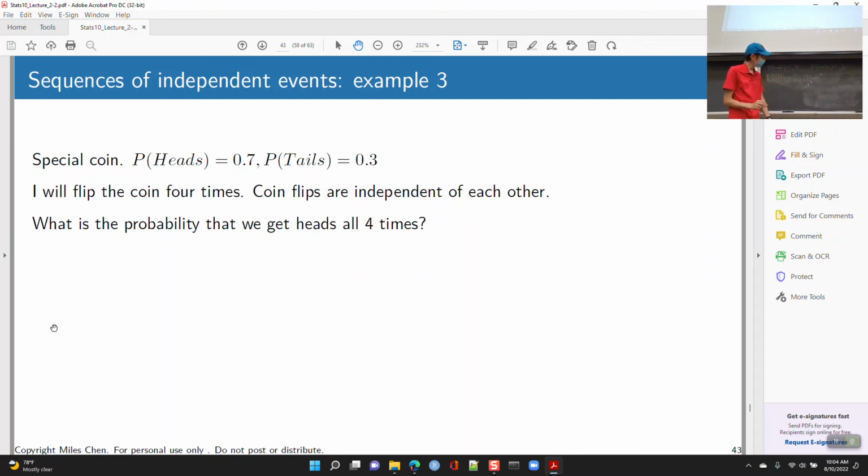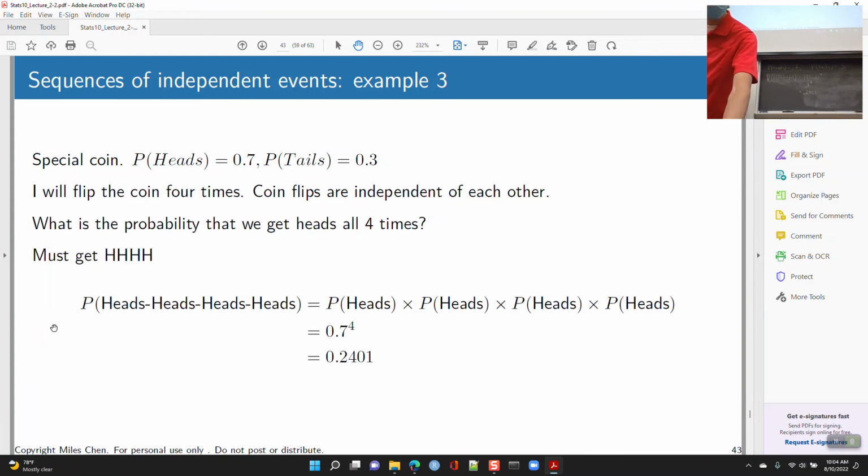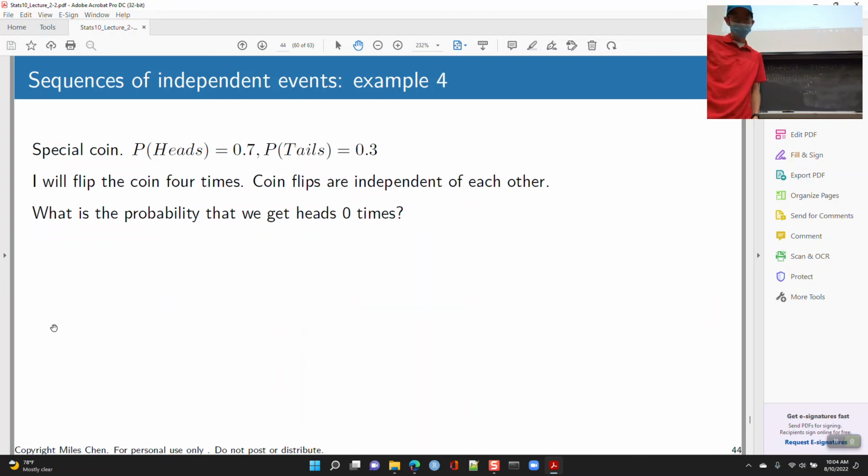0.7 to the 4th power, I think. 0.2401. Okay, so that's what we have. Probability of heads raised to the fourth power, 24%.